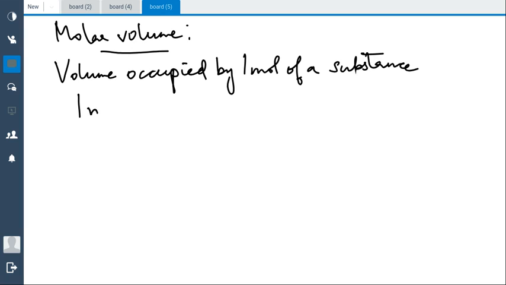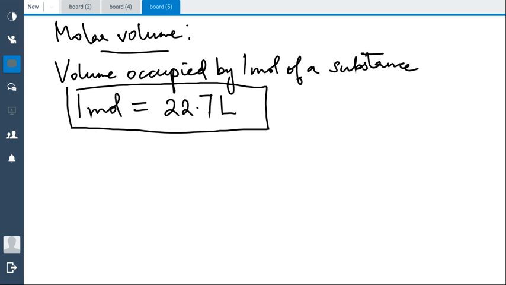Now, 1 mole will occupy 22.7 liters. In NCERT it's written 22.7, but if you search on the net it's given 22.4. You need to follow what is written in the book. Okay, so 1 mole of any substance occupies 22.7 liters of space or volume.